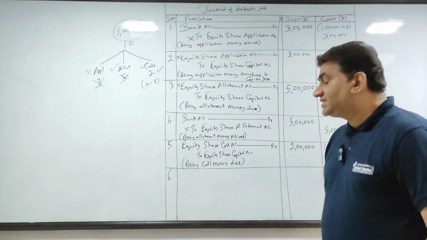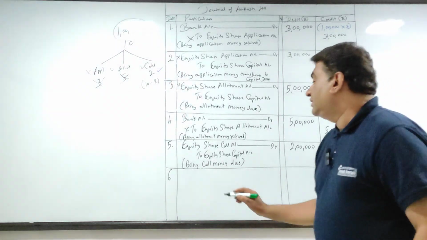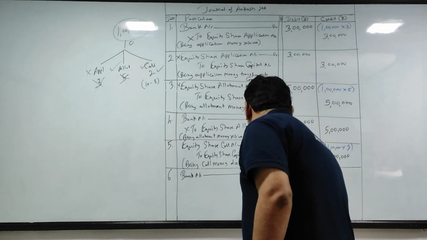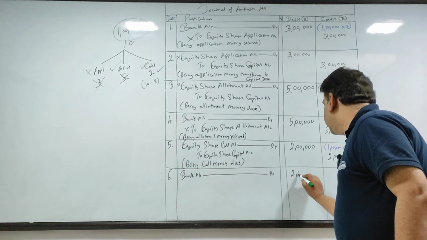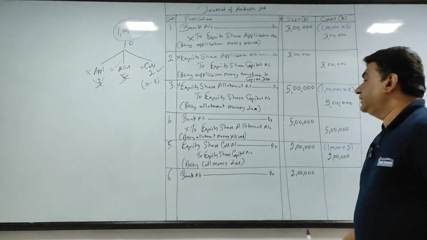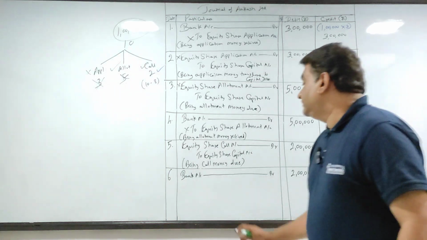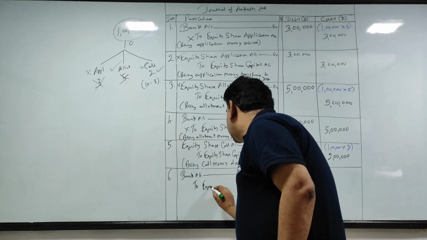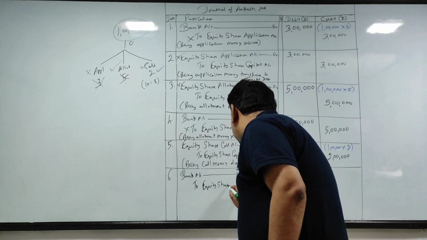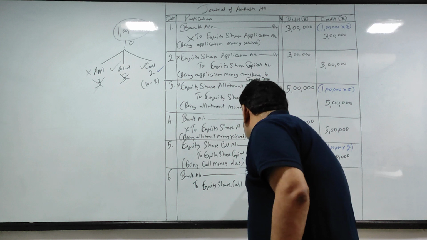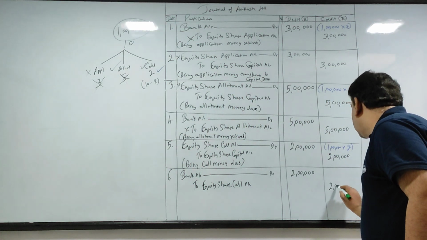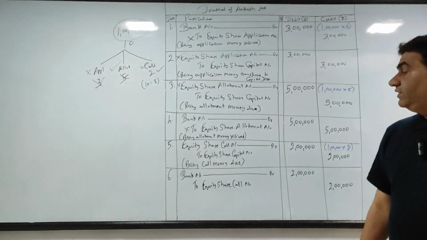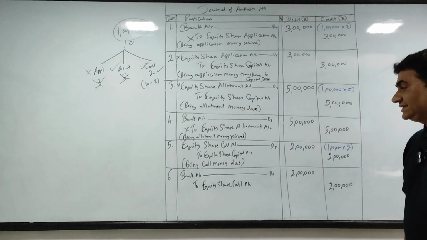Question ने बोला है पूरा पैसा आ गया, कितना? 2 lakh. Money is coming in. पैसा आ रहा है. So bank account debit, that is 2 lakhs, and this I am receiving towards call, so you will credit an account called equity share call account. So bank debit 2 lakhs to equity share call account 2 lakhs.